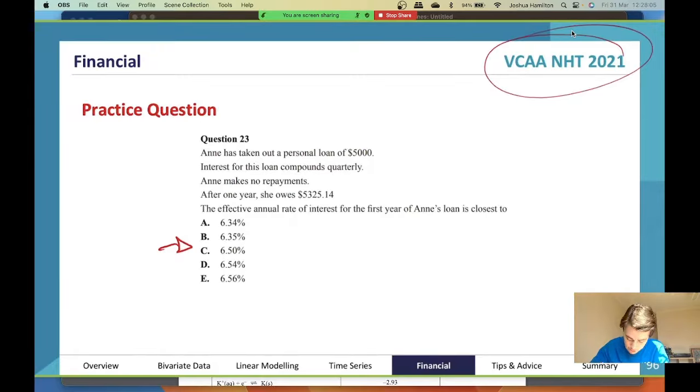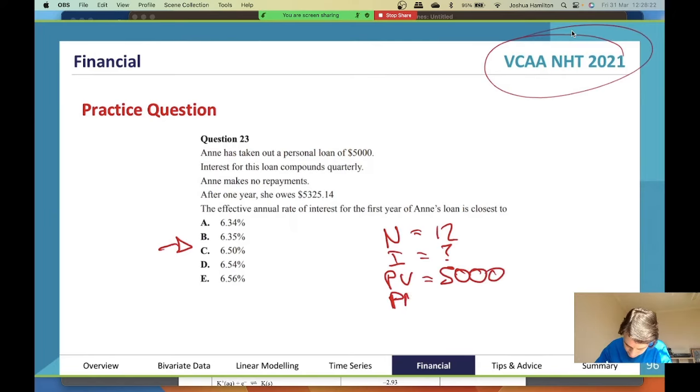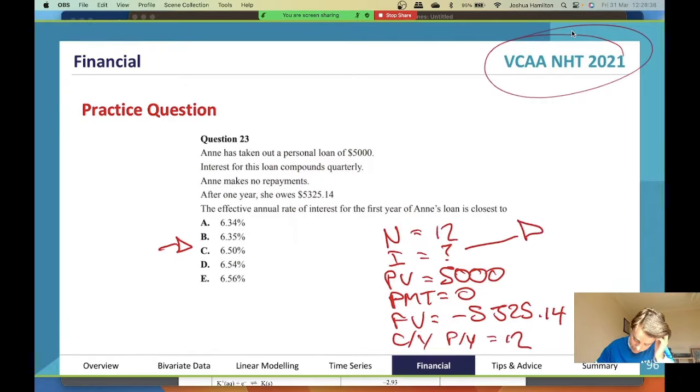First of all, I'm going to go to my Financial Solver, and I'm going to put in n equals 12. I'm going to put I equals, I don't know. That's my question mark. I'm going to put present value equals, it's a personal loan, so positive 5,000. I'm going to put PMT equal to 0 because there's no repayments. I'm going to put my future value equal to negative 5,328.16, and I'm going to put CY, PY equal to 12. I'll find this percentage.